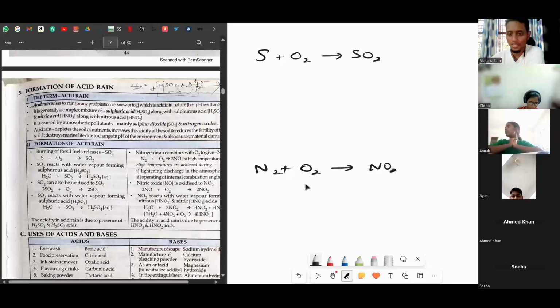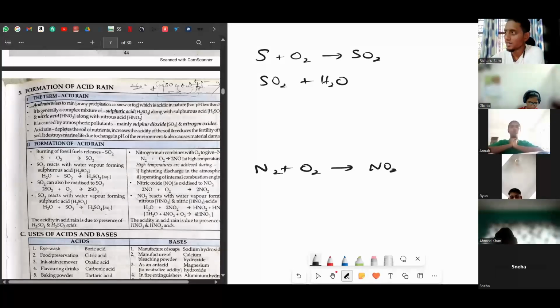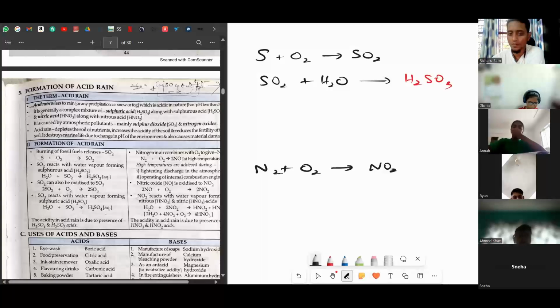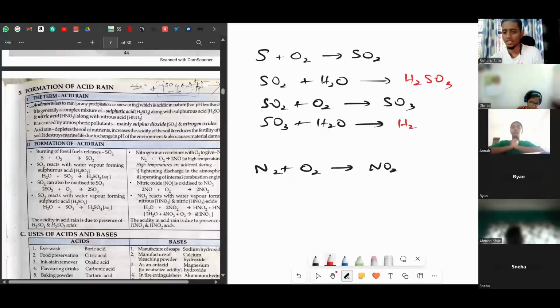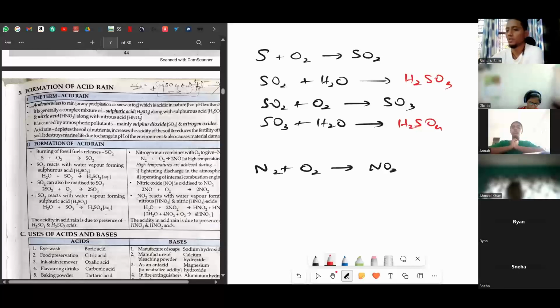Now sulfur dioxide, let's see the first one. Sulfur dioxide joins with the water when it rains, the first rain, to form the first acid, which is H2SO3. Then some of the sulfur dioxide again gets oxidized to form sulfur trioxide. The sulfur trioxide joins with water again in the acid rain to form the second acid, which is H2SO4. So here itself there are two acids formed, sulfurous acid and sulfuric acid. Is this much clear, everyone?